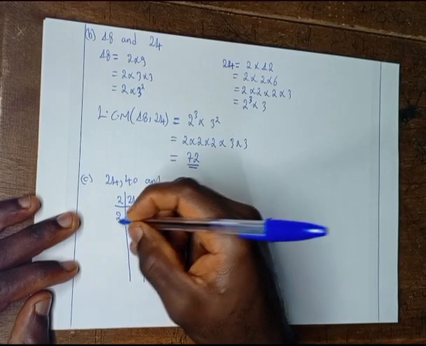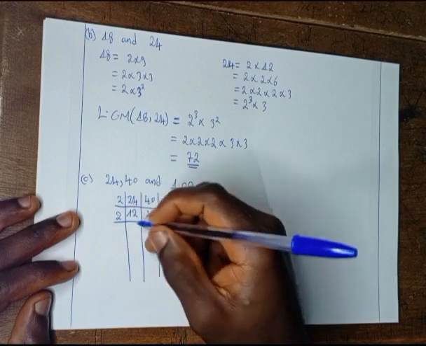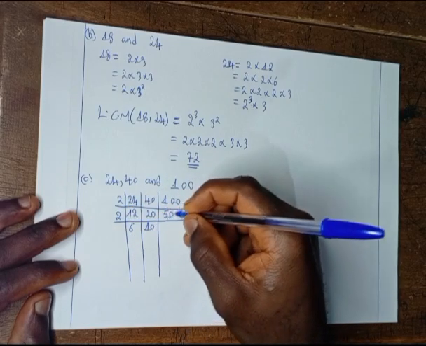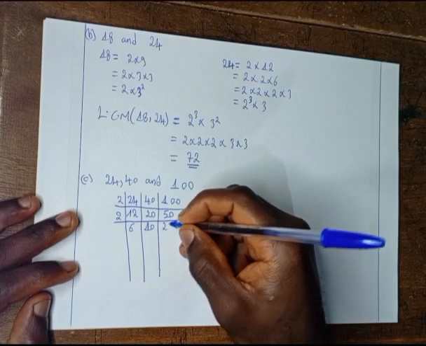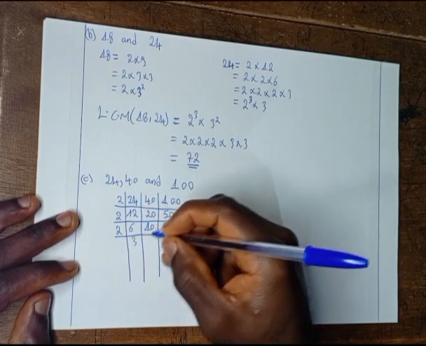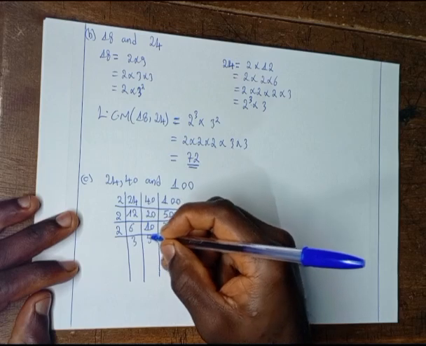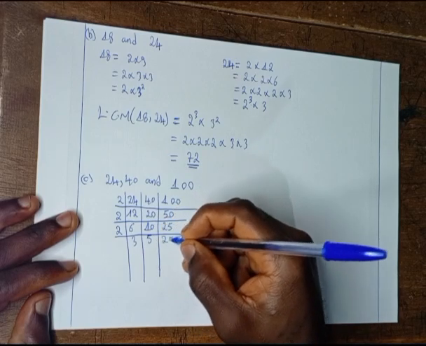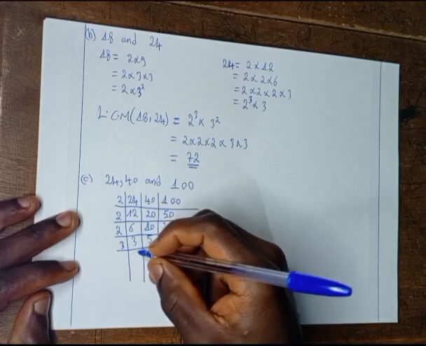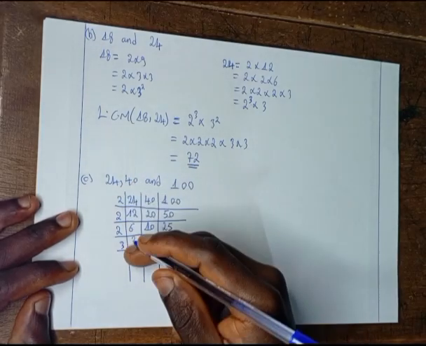You can still make use of 2. 12 divided by 2 gives us 6. 20 divided by 2 gives us 10. 50 divided by 2 gives us 25. You can still make use of 2. 6 divided by 2 gives us 3. 10 divided by 2 gives us 5. 25 remains 25. Next, we can make use of 3. 3 divided by 3 gives 1. So we are done for this column.